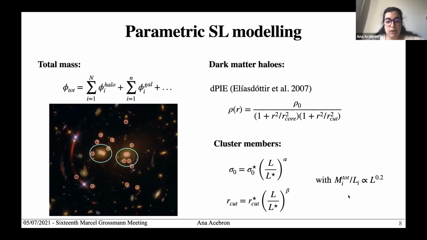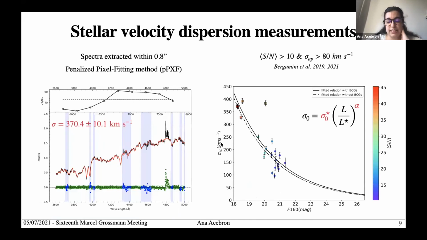Regarding these cluster members, we also used, in addition, stellar velocity dispersion measurements from the MUSE data. Spectra were extracted within 0.8 arcseconds, and then we used the pPXF software to measure the velocity dispersion of the total sample of cluster members. However, to only keep reliable measurements, we follow the prescriptions done by Bergamini et al. 2019 and 2021. We keep only those with a high signal to noise ratio and stellar velocity dispersion larger than 80 kilometers per second. We can then reliably measure the velocity dispersion for a subsample of 20 cluster members, as shown in this figure, which are color-coded according to their signal to noise.